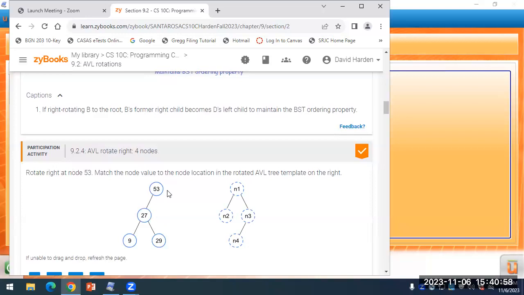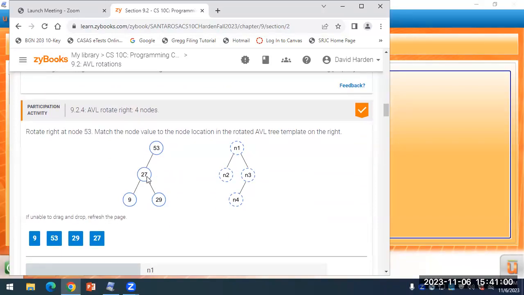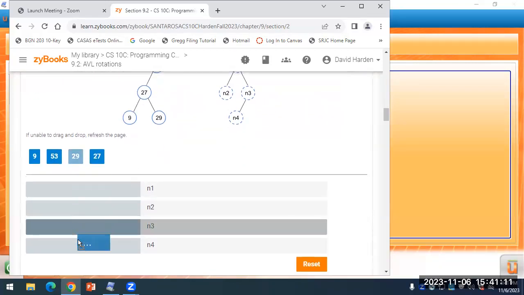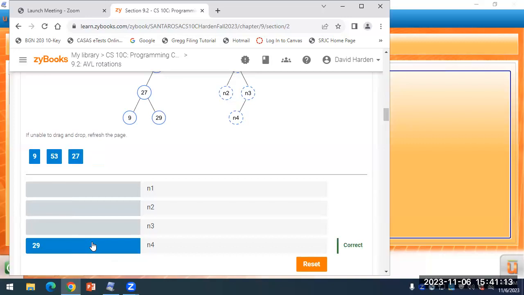Rotate right at the 53. I think we've got this by now, right? We're going to pick up the 27. So the left child is going to be 9. The right child is going to be 53. The 29 is going to be down here, right? So 29 is going to be in 4. Good with that? Okay.